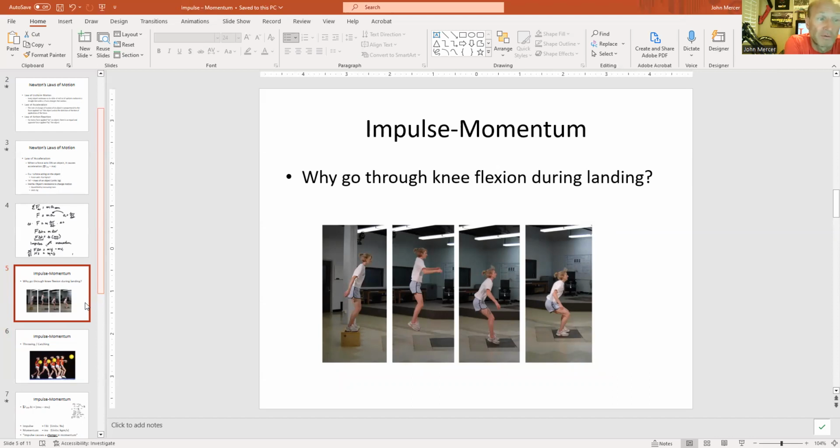So if we go through lots of knee flexion, we are in essence decreasing the muscle force peak magnitude, but applying that force over a longer period of time. If we land with less knee flexion during the landing phase, we actually are going to have to apply a greater force over a shorter period of time because we're doing less knee flexion. So that's going to be a very stiff landing.